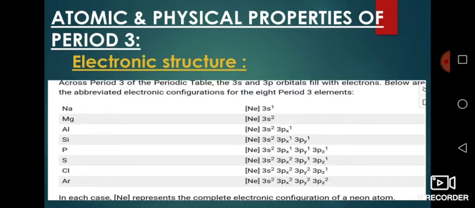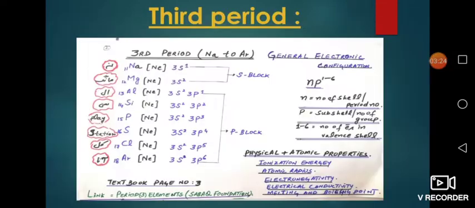When we look at the electronic configuration of these elements, neon is given in front of each element for simplicity. The electronic configuration of all these elements up to electron number 10 is similar to neon. After neon, they have given 3s1 in the case of sodium.